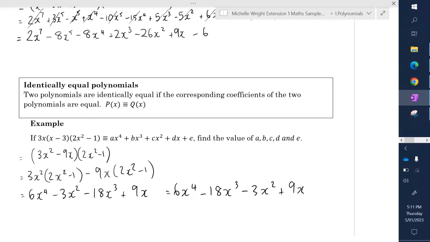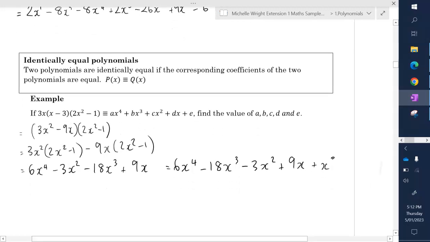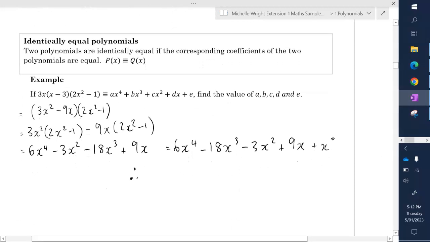What you will note is we have a similar format to what we've got up the top. 4, 3, 2, 1, nothing. 4, 3, 2, 1. I need to have an x to the 0 on the end there, like that. I can now equate coefficients, okay? Therefore, a is going to be 6, because the number at the front of x to the 4th is 6, and that is my a.